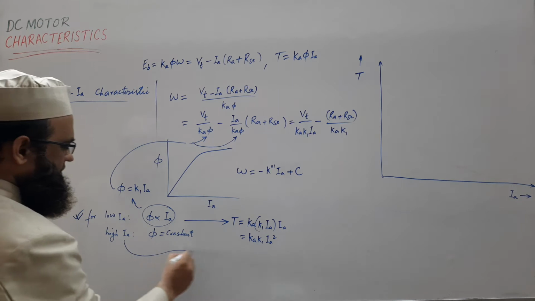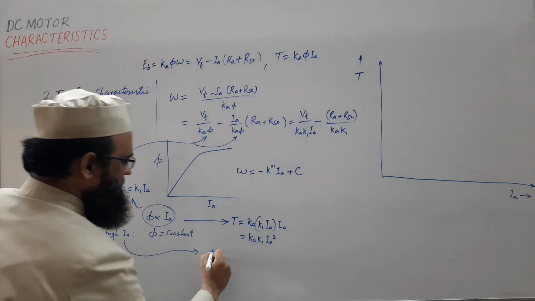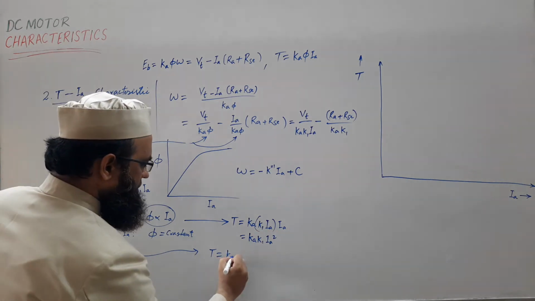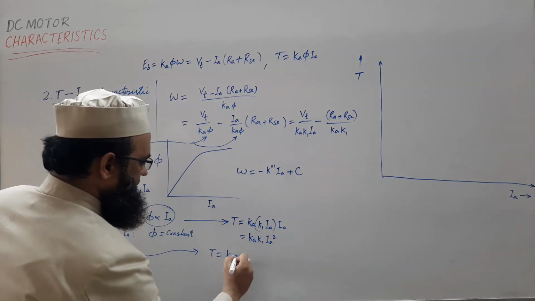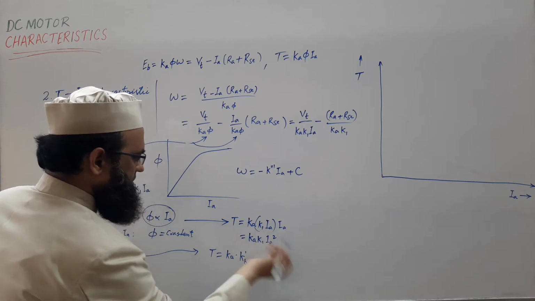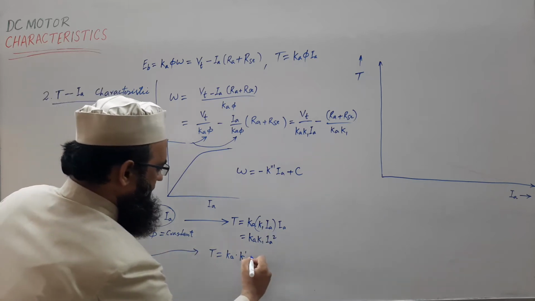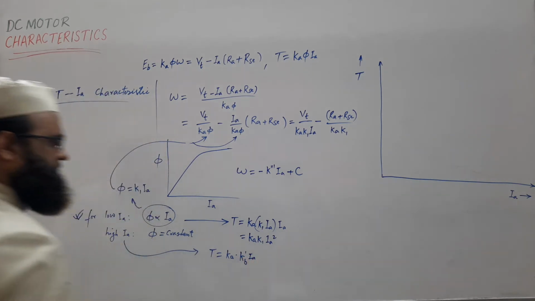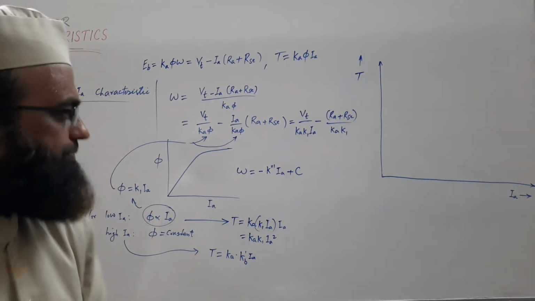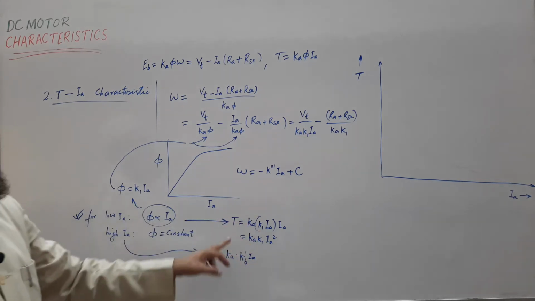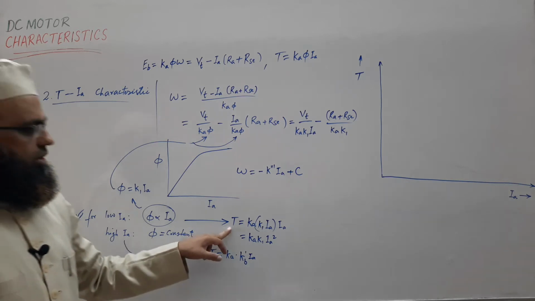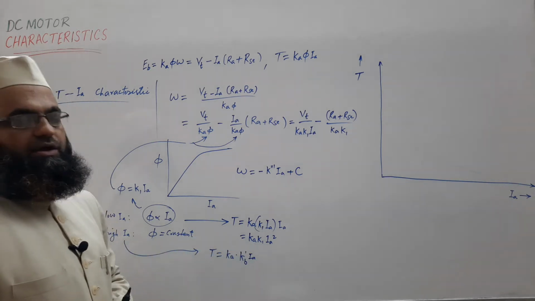For a higher value of Ia, phi is constant, so torque may be written as a constant times phi, which is also constant, some other constant, let us say KB dash, times Ia. Phi is constant now, right. So this is a straight line. So for a lower value of Ia, torque is Ka K1 Ia square.